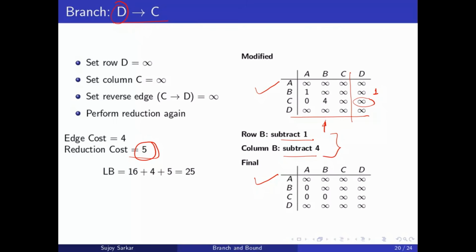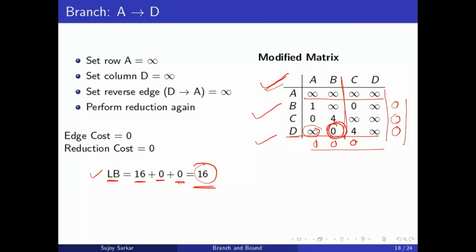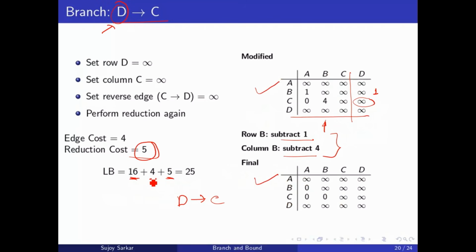So what is the total cost? Parent matrix, parent node D, lower bound was 16, reduction is 5. Now check the edge cost D to C in parent. So this is the parent D to C. Cost is 4. So edge cost is 4. Total cost is 25. Right? Fine. So we got lower bound.